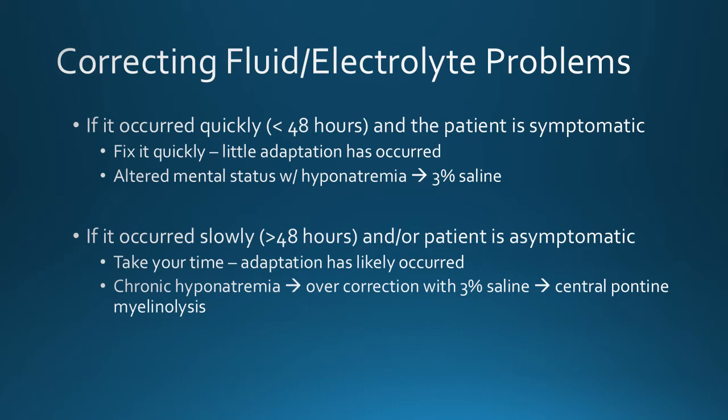So if something has happened quickly, say less than 48 hours typically, or the patient is actively symptomatic, this is something you can fix quickly as well. Little adaptation has probably occurred in a short time frame, so I can correct their sodium and their fluid status pretty quickly without too much worry about side effects, right? Especially if they're developing an altered mental status due to hyponatremia, I can correct that with 3% saline. It's a very fast way I can do that because it's so concentrated.